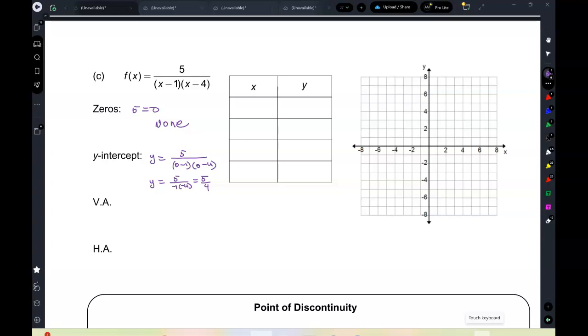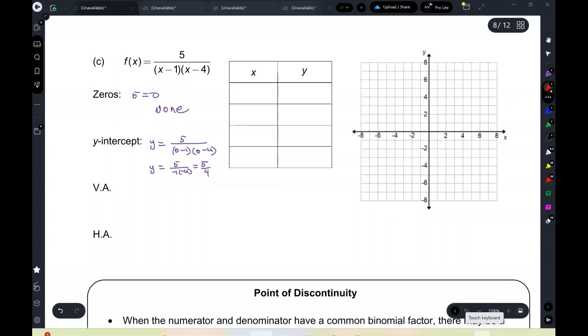Okay. Vertical asymptote. What do I set equal to 0? The denominator, x minus 1, x minus 4 equal to 0. Look at that. It's already factored for you. X equals 1 and positive 4. Okay, so I go to x equals 1.